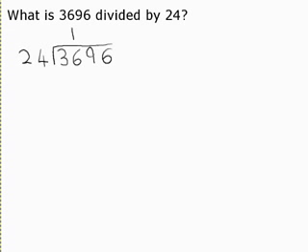And then we've got to work out what the remainder is. So 1 24 is 24. So you write that underneath the 36 and take it away. 36 take away 24 gives us a remainder of 12. And then you bring down the next number, which is a 9. So now we've got to work out how many 24s make 129.